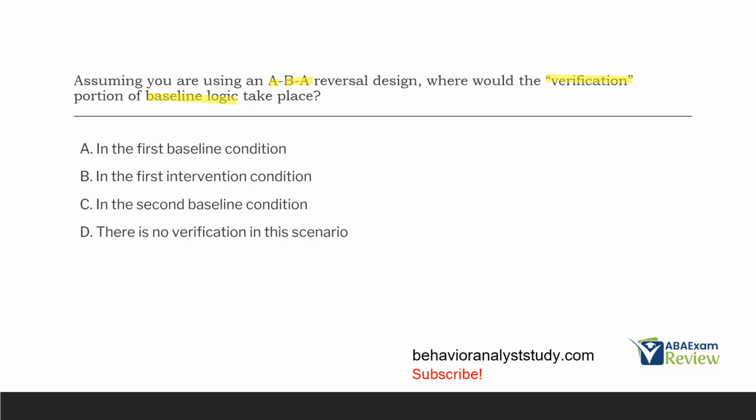So where are we verifying, more or less? A, in the first baseline condition. In the first baseline condition, our prediction takes place, right? We're predicting our baseline. B, in the first intervention condition. We're not verifying the baseline in intervention because that's not possible, right? Now, in the second intervention stage, we're going to replicate intervention, but where are we going to verify our prediction? Well, C, in the second baseline condition. A, we make our prediction in the first baseline. In the second baseline, we verify that prediction. So where would the verification portion of baseline logic take place? Well, C, in the second baseline condition.